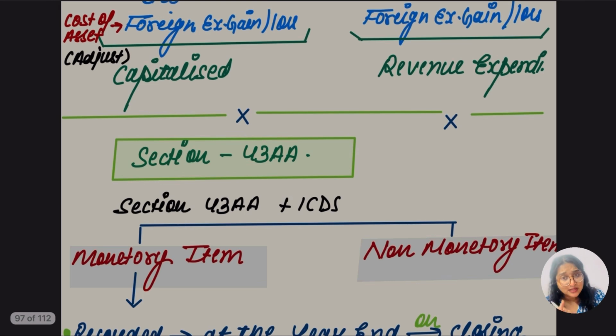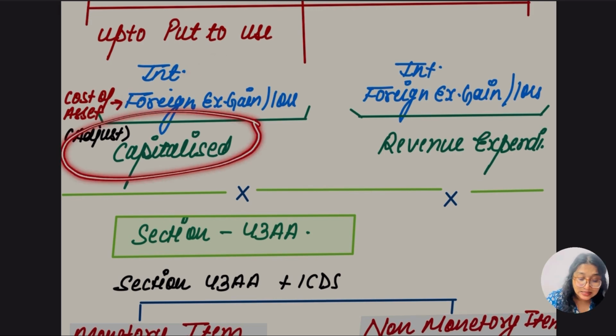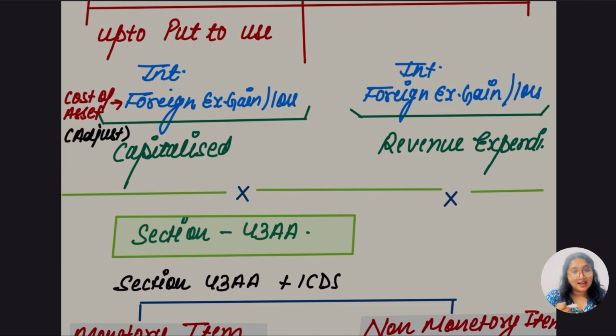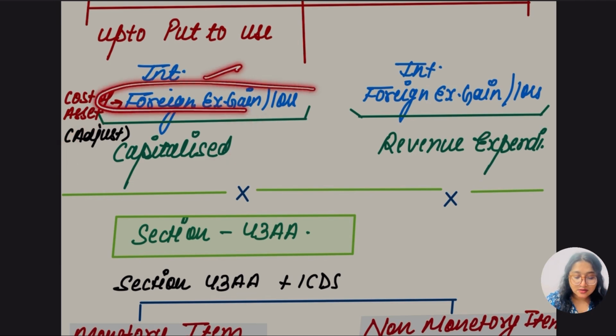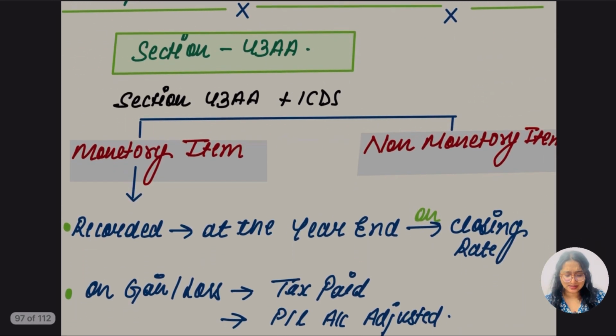Simple, this is going to get the same treatment, I know it very well, okay. So in this case it is going to be up to put to use, the cost of asset. Up to put to use, interest in cost of asset, okay. It's going to be capitalized, I know this. And interest, foreign exchange gain or loss is going to happen. So second case, what about the other part, after put to use, that is going to be revenue expenditure, right? For revenue expenditure we will get the deduction, simple and straightforward, okay.